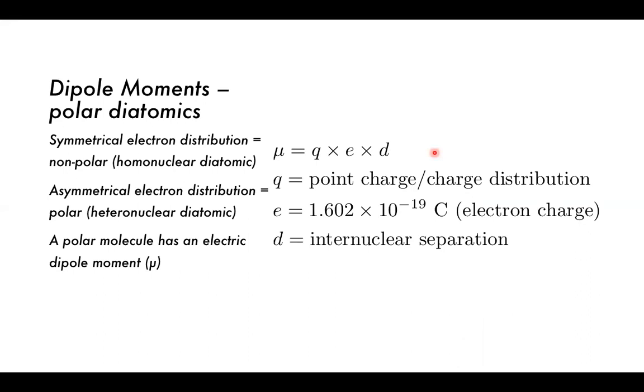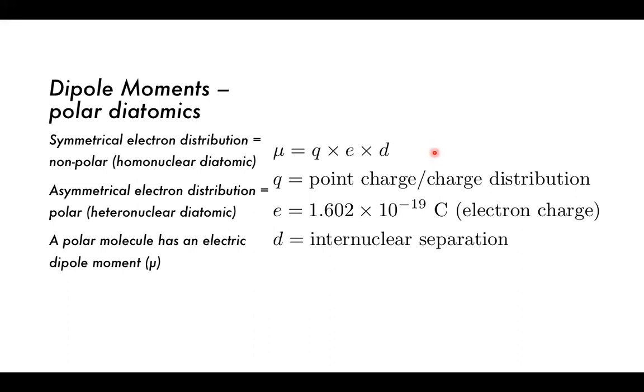Dipole moment, polar diatomics. So I talked about the idea that this could be dependent on the separation between the two dipoles. So for symmetrical electron distribution, we have a non-polar molecule, and this is going to be a homonuclear diatomic type thing. So for example, chlorine molecules, Cl2, hydrogen molecules, H2, which are homonuclear diatomics. Both atoms in the molecule are the same. So it's homonuclear, nuclear meaning nucleus, homo meaning the same. So homonuclear, diatomic, diatomic meaning two atoms.